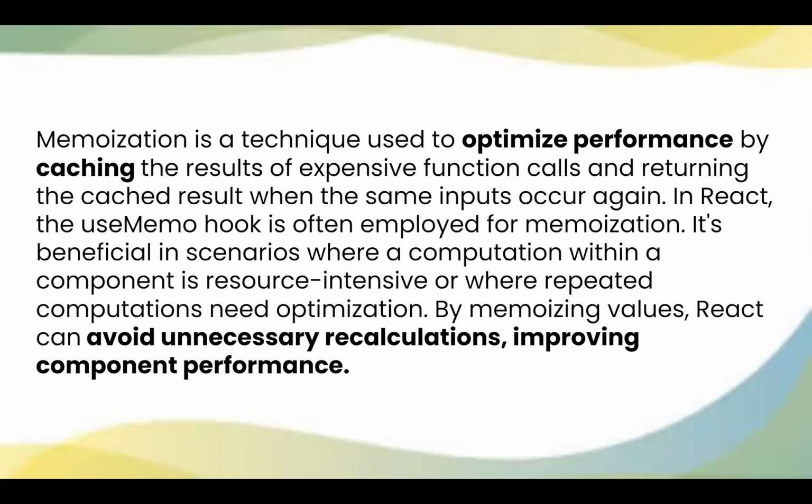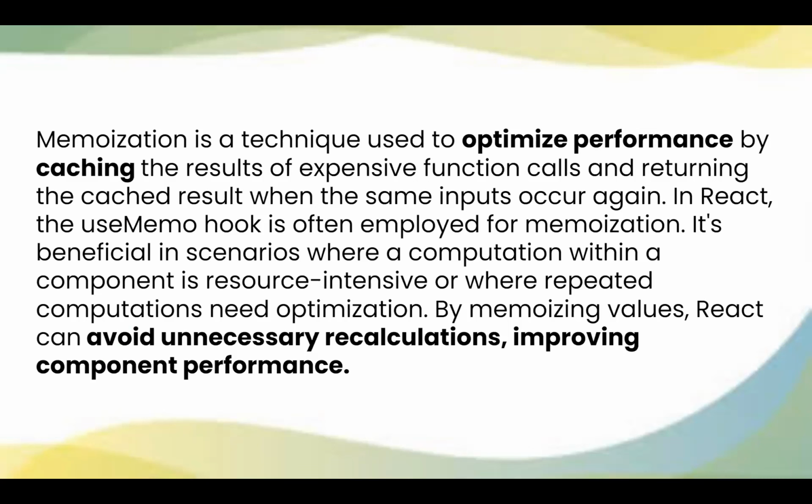Memoization is a technique used to optimize performance by caching the result of expensive function calls and returning the cached result when the same inputs occur again. In React, the useMemo hook is often employed for memoization. It is beneficial in scenarios where a computation within a component is resource intensive or where the repeated computation needs optimization. By memoizing values, React can avoid unnecessary recalculation, improving component performance.